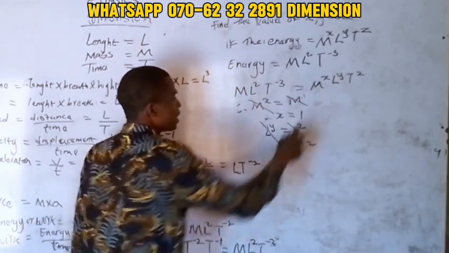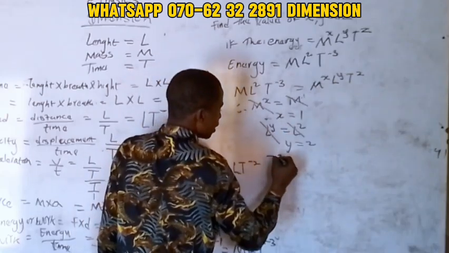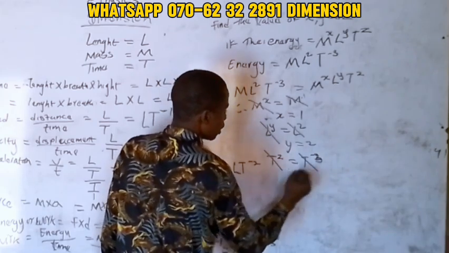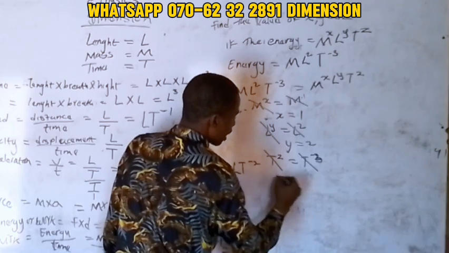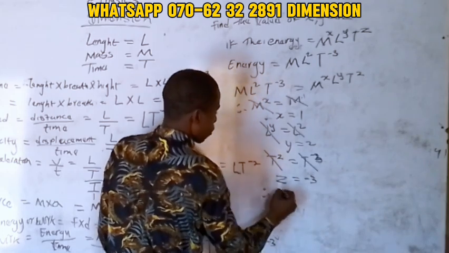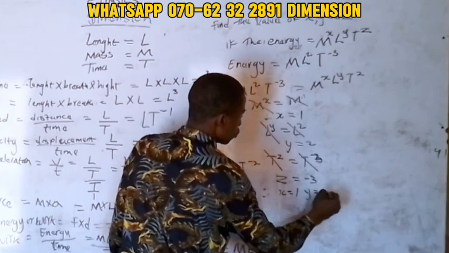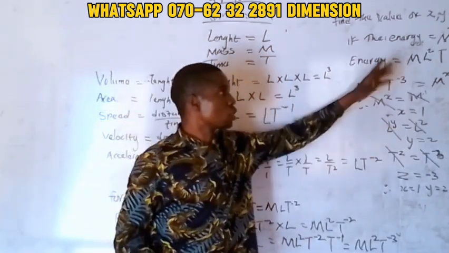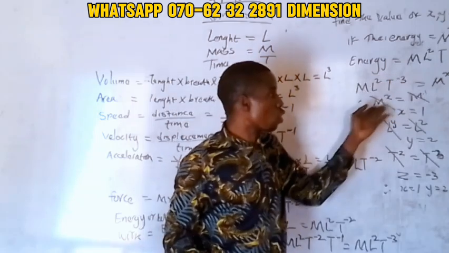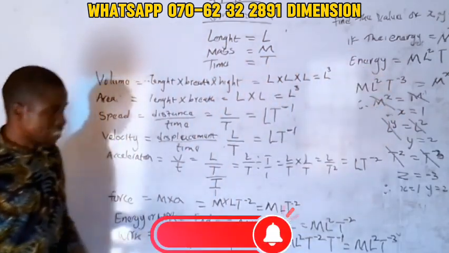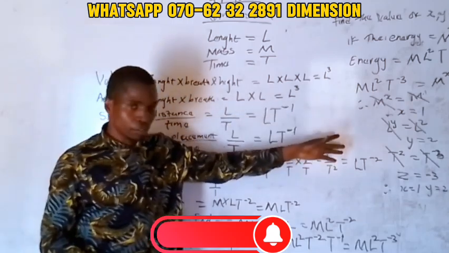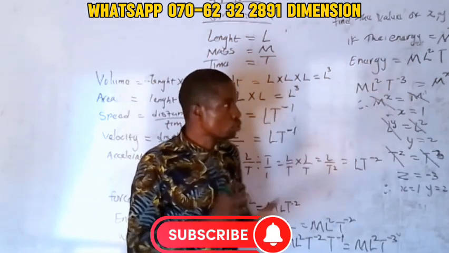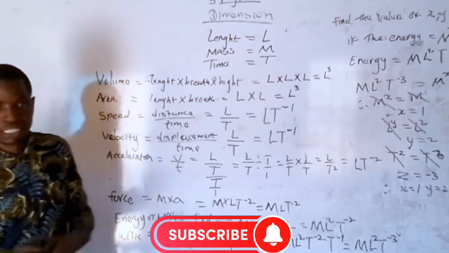T to the z equals T to the minus 3. T cancels T, so z equals minus 3. Therefore, our x equals 1, our y equals 2, our z equals minus 3. That's how you can do this. Anytime they give you this, you must find the dimension, then make them equal to each other, and you'll be able to solve the question. Most of the questions normally come like this. If you can get the dimension of anything they give to you, you'll be able to tackle the question. Thank you so much.